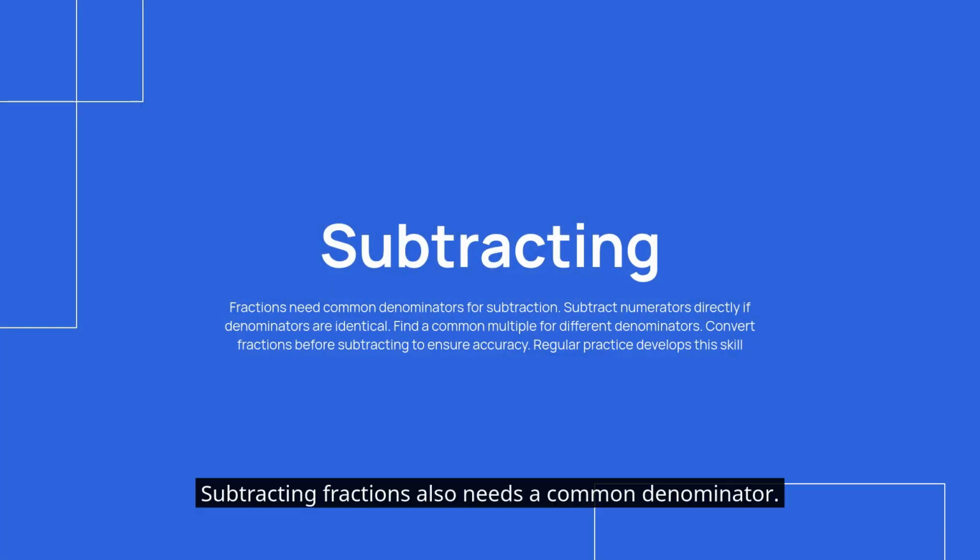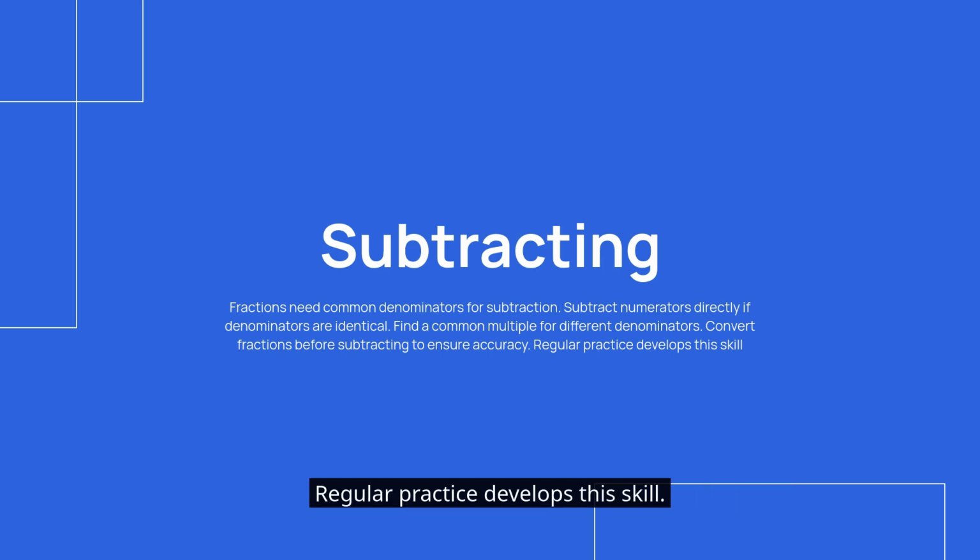Subtracting fractions also needs a common denominator. With identical denominators, subtract numerators directly. Different denominators require finding a common multiple. Convert fractions accordingly before subtracting. This method ensures accurate subtraction. Regular practice develops this skill.